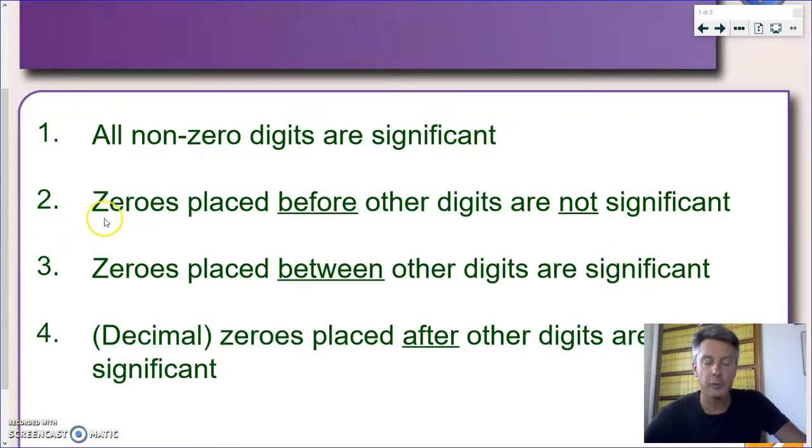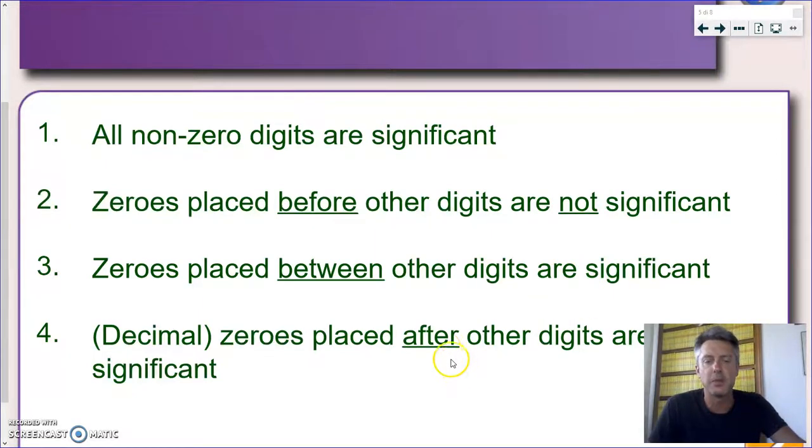So what we have here, zeros placed before other digits are not significant. And I hope you understand what I mean here. For instance, if you have something like 0.00 then some other digits, both zeros before are not significant. Let's see number 3. Zeros placed between other digits are significant. Let's imagine I tell you 101. That zero in between is definitely significant.